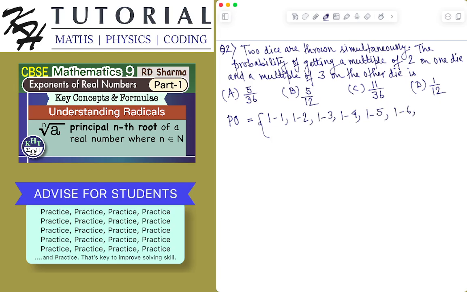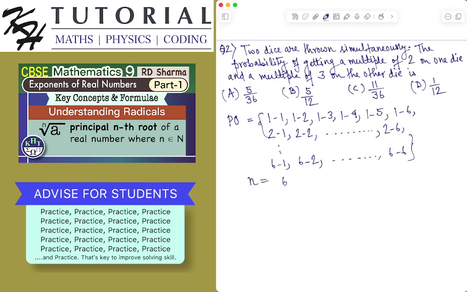1-6. This way, we can have 2 showing up in the first die. We can have 2-1, 2-2. This way, we have 2-6. This way, we have up to 6-1, 6-2. Like this, we have 6-6. So basically, what is small n? The total number of outcomes when 2 dice are thrown.